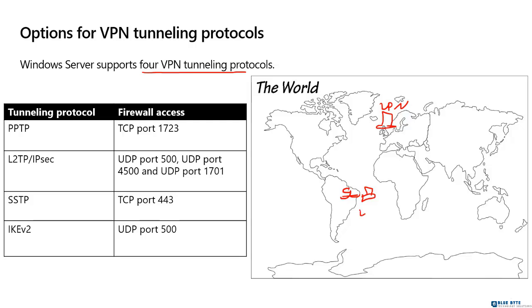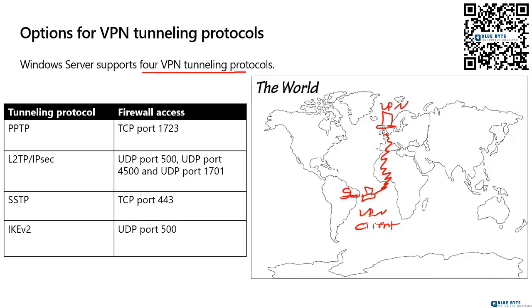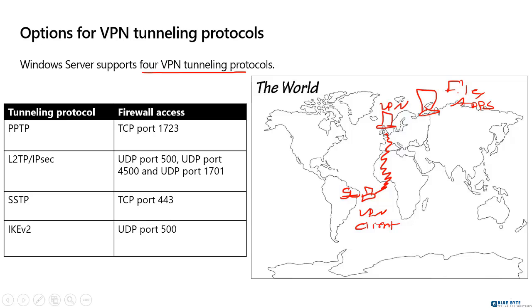My user in Rio, they have a VPN client on their computer and they've just traveled to Rio for the week. I need this user to have a secure connection through the internet back to this VPN server, which then allows them to access file servers, apps, all the resources inside the network.